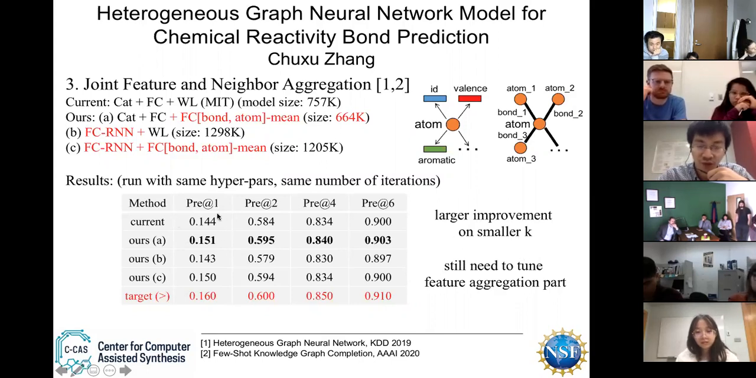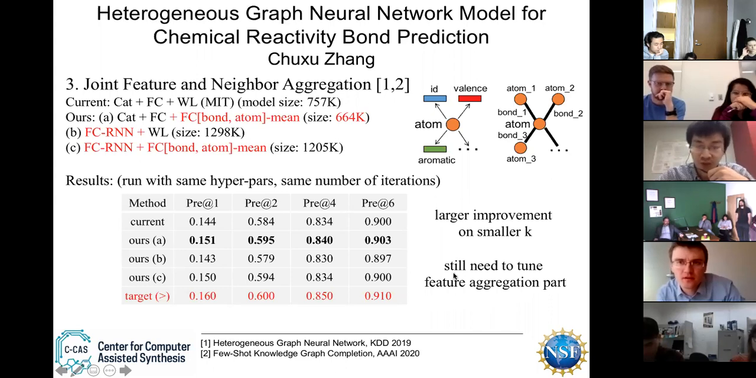And also you can find from this table that when the K is smaller, the improvement of our model is larger, right? I think it's a good thing, because for chemical reactive bond prediction, we should focus on the smaller K, like precision at the top K, like top one, top two, top three. We are not focused on top 20, top 30, right? When we set K as 20, 30, most of the models have close performance. So we should focus on the performance when K is smaller. I think there is still some potential space for improvement. By the March meeting, we hope we can get better performance. Even though we currently already get some improvement, there is still space for improvement.